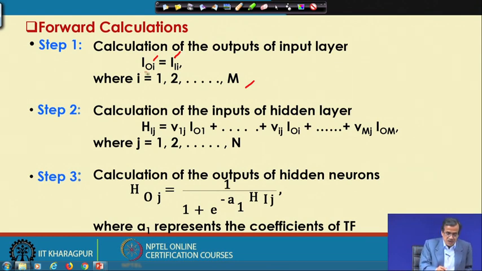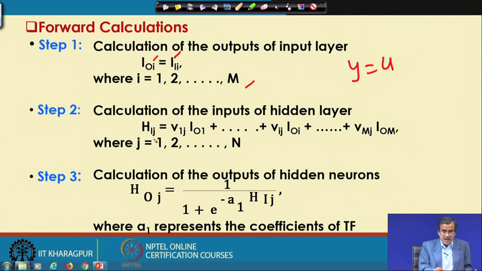So, this output is nothing but the input, because we are considering the linear transfer function, like output equals input, that is, y is nothing but u. Output is nothing but input. Now, next is step 2. We calculate the inputs of the hidden layer, that is, h_Ij.